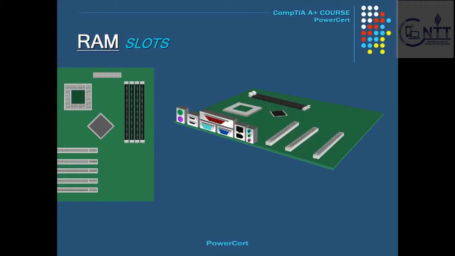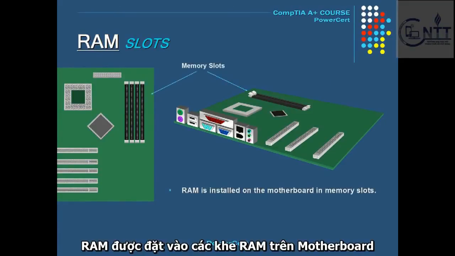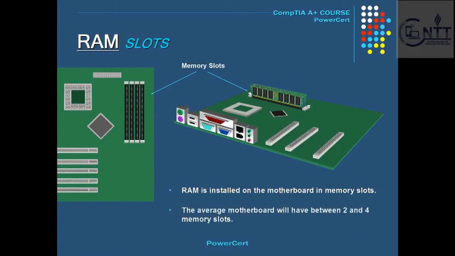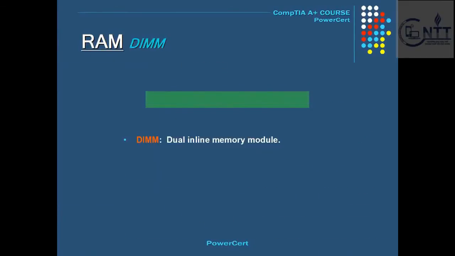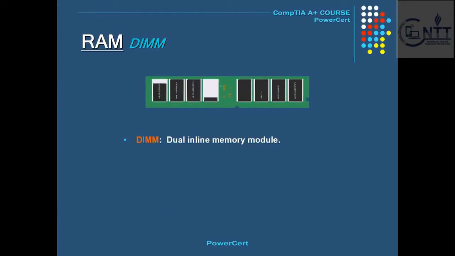RAM or random access memory is temporary memory, and is installed on the motherboard in the memory slots. A motherboard can have a various number of memory slots. The average motherboard will have between 2 and 4 of them. Memory slots come in different types, depending upon what type of RAM it accepts. For example, most motherboards have DIMM memory modules because it's the most common type to date.